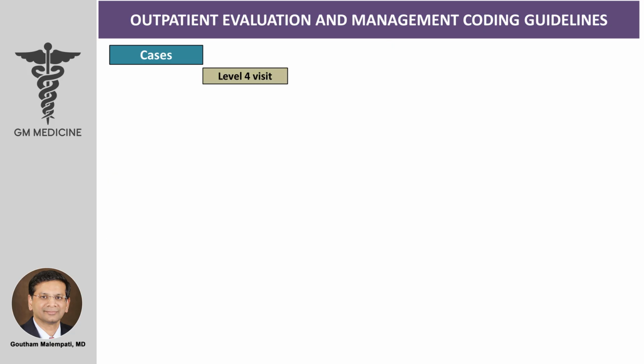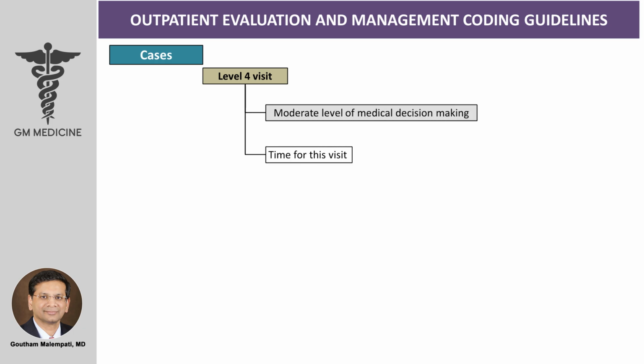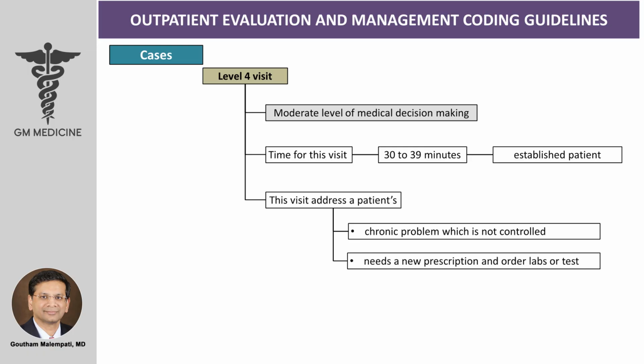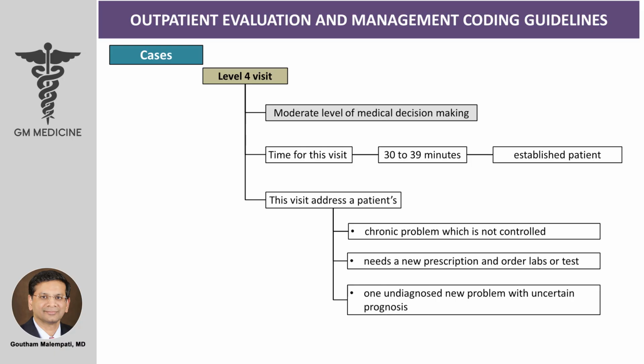Level 4 visit, which requires moderate level of medical decision making, and time spent would be between 30 to 39 minutes for an established patient. This is a visit in which you address a patient's chronic problem which is not controlled and needs a new prescription and order labs or tests. It may also involve one undiagnosed new problem with uncertain prognosis.